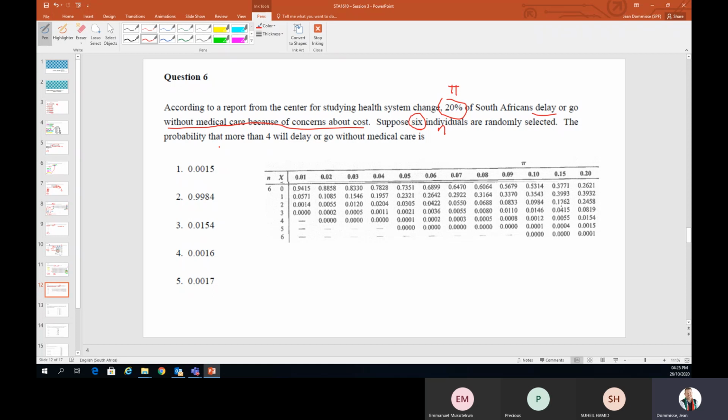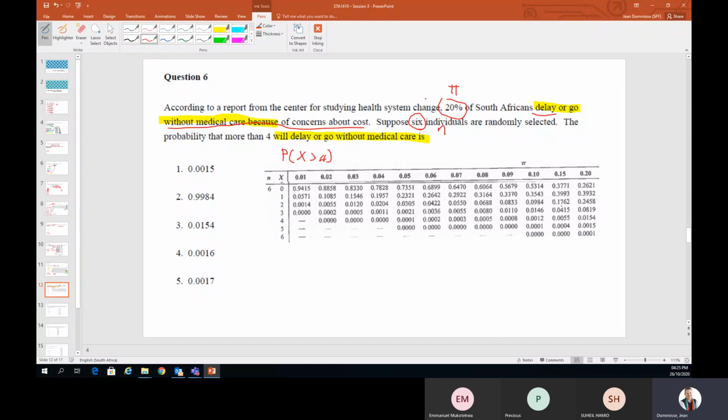The probability that more than 4. So what is the probability that more than 4 will delay or go without medical care? So again, that is nearly just want to delay or go without medical care, and that is the same thing that they are also asking us, will delay or go without medical care. So at least we know that that is the pi that we are working with.